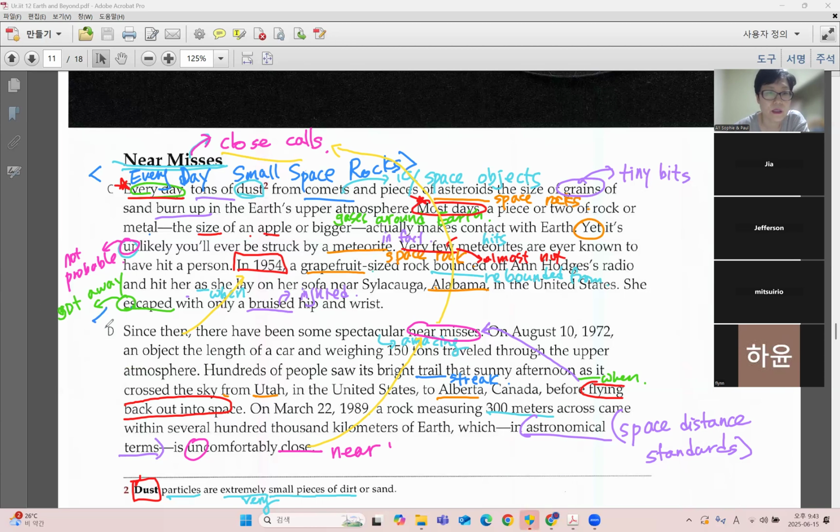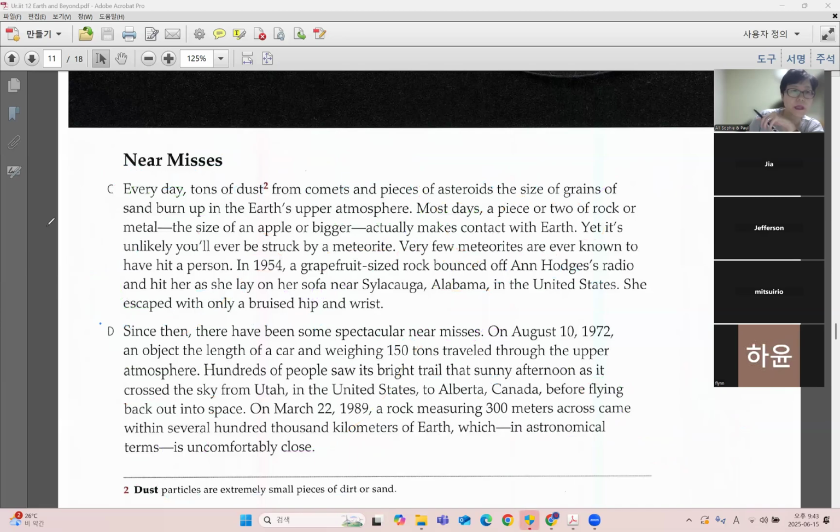Okay, so what is this paragraph D about? It is about near misses. And also history, right? 1972, and the other one is 1989, like that. So we can say historic near misses. Okay. Are you done? Yeah. Okay, I'm going to erase it all. Boom. And next.